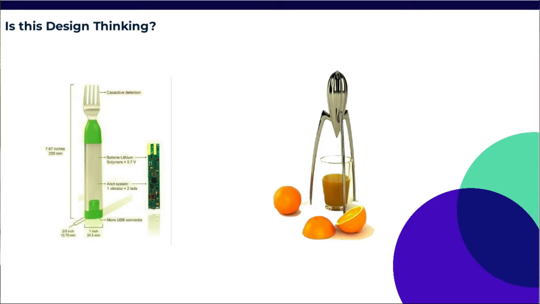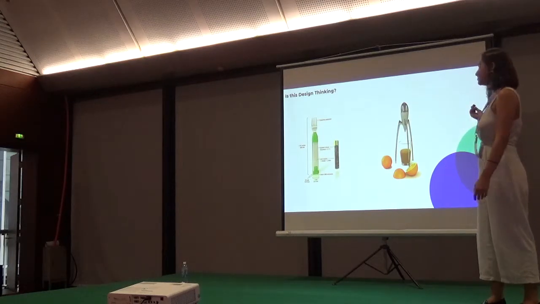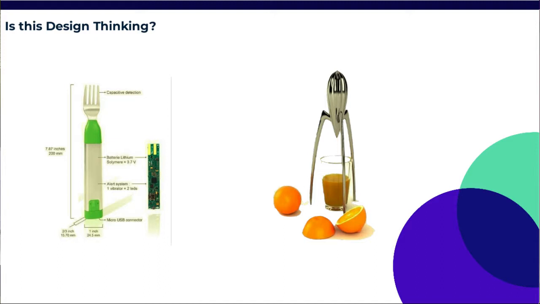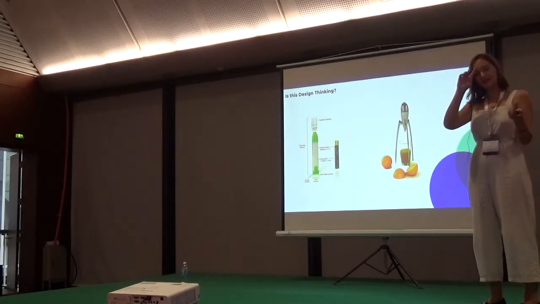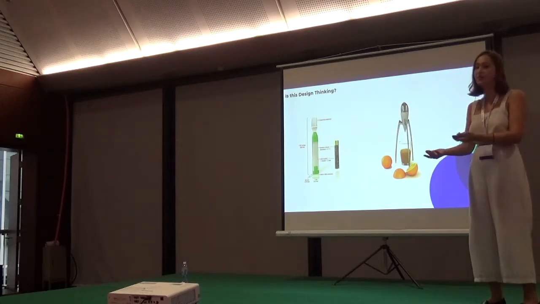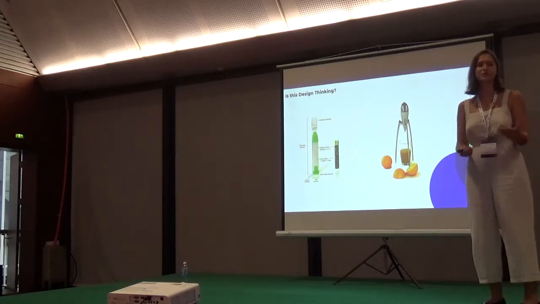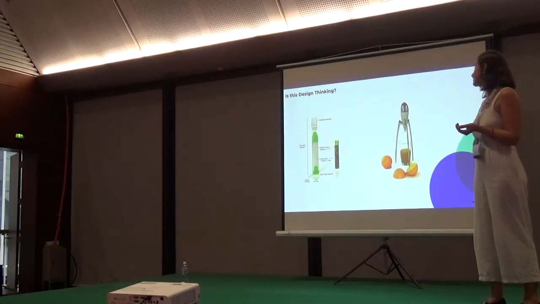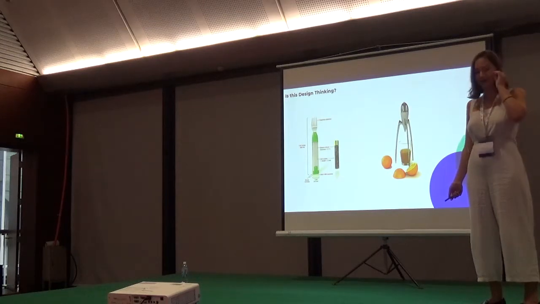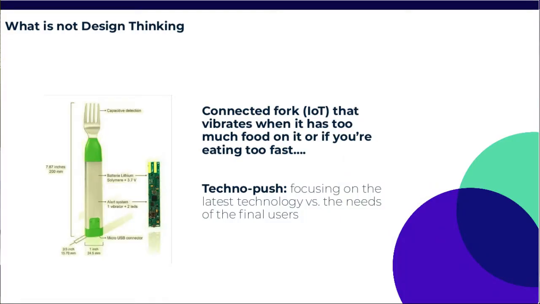This part is about design thinking and the difference between a technical push and design thinking. You can see here a fork that vibrates when you have too much food on your fork so that you can eat slower to lose weight. And here you have a juicer that is not really good to use because when you press an orange, everything falls apart. The two projects focused a lot on either the technical part or the design part of what they wanted to sell, and didn't really care about the real problem or the real use of the product. The problem is the two products are not really easy to use, and they don't solve a real problem.